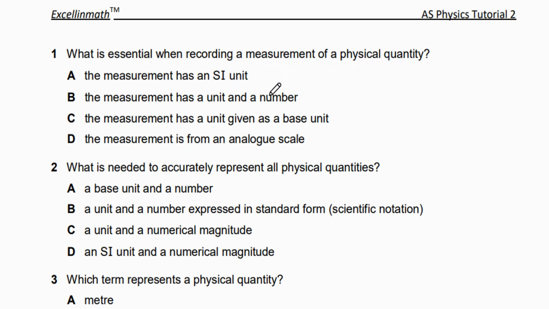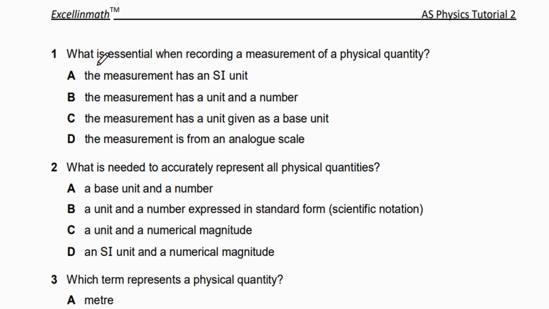So before we try and answer these two questions, let's revisit the definition. It says a physical quantity is a measurable quantity that has a numerical magnitude or number and a unit.